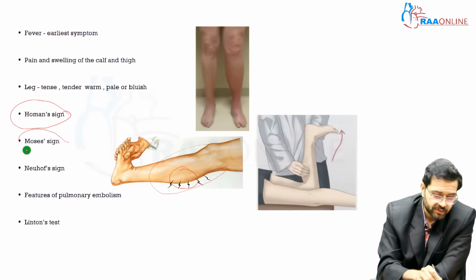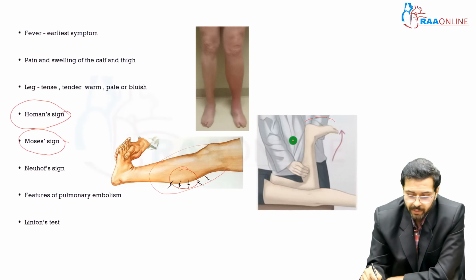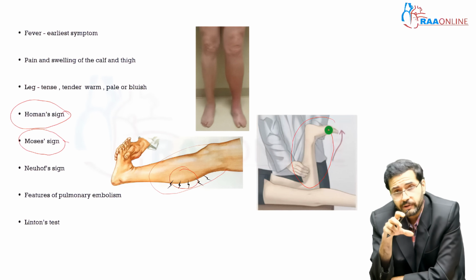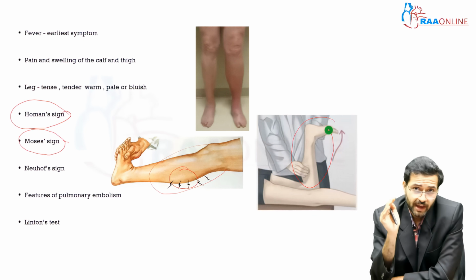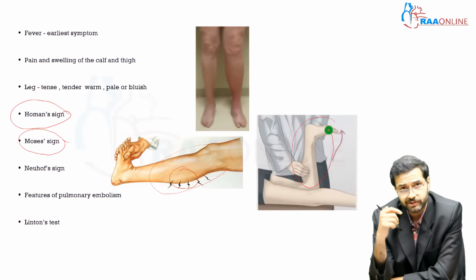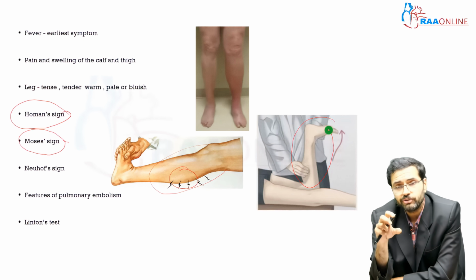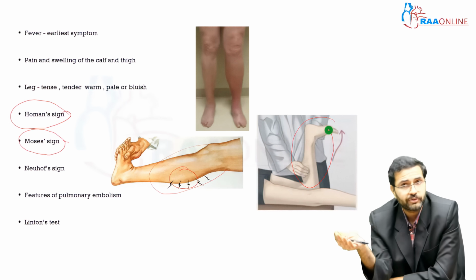Next is the Moses sign. Moses sign is wherein when you compress the calf, the patient experiences very severe pain. Now, this sign is a little precarious to elicit, because if you compress too hard, you might induce an embolization. So, this compression should be pretty gentle, and it's also called Bancroft sign.